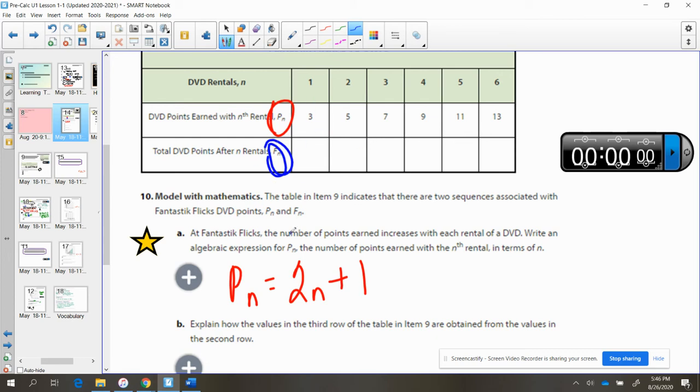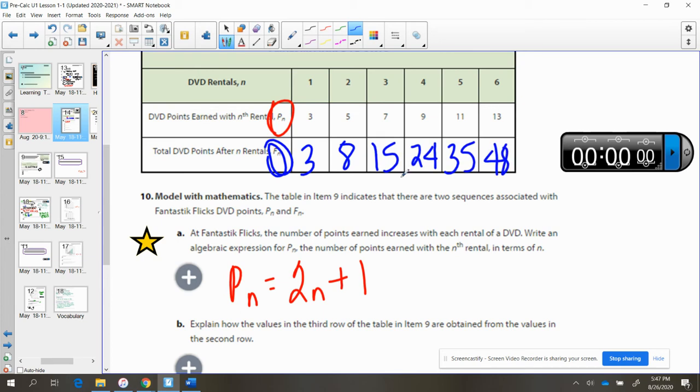So after our first rental, we get 3 points total in our account. Well, rental number 2 has us adding 5 points to that, so we end up with 8. And then after rental 3, we add 7 points to our previous account balance. And hopefully you're noticing here, we're adding that earned point total to our previous balance. So add the 9, add the 11, add the 13.